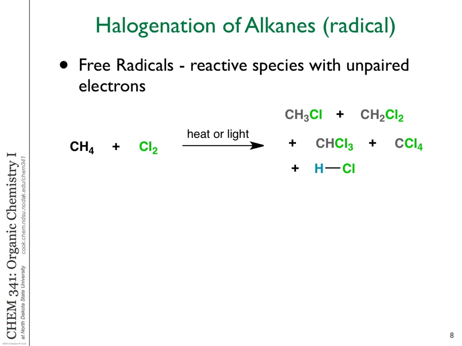Free radicals are reactive species which have unpaired electrons. And so what's happening is instead of doing reactions where we're moving 2 electrons at a time to form bonds and break bonds, we're actually breaking bonds homolytically to give 1 electron to each atom of the bond that's breaking, and then forming bonds between radicals and things like that. And so what happens in this process is you can do chlorination directly of alkanes.